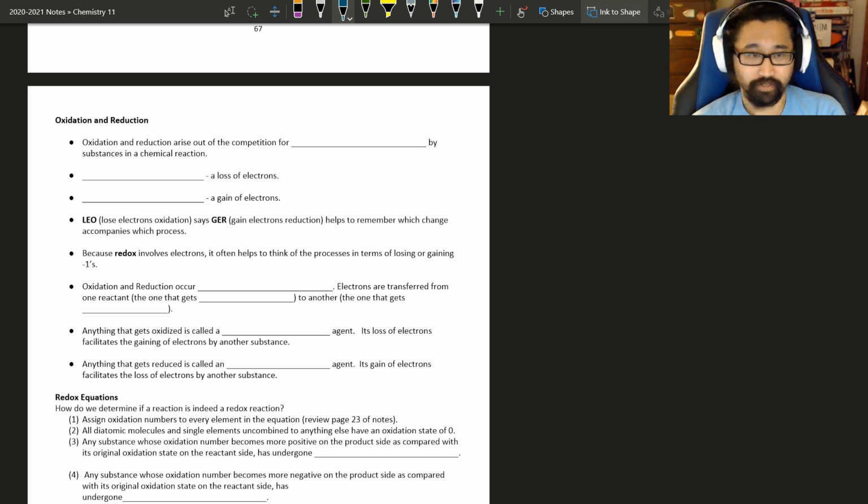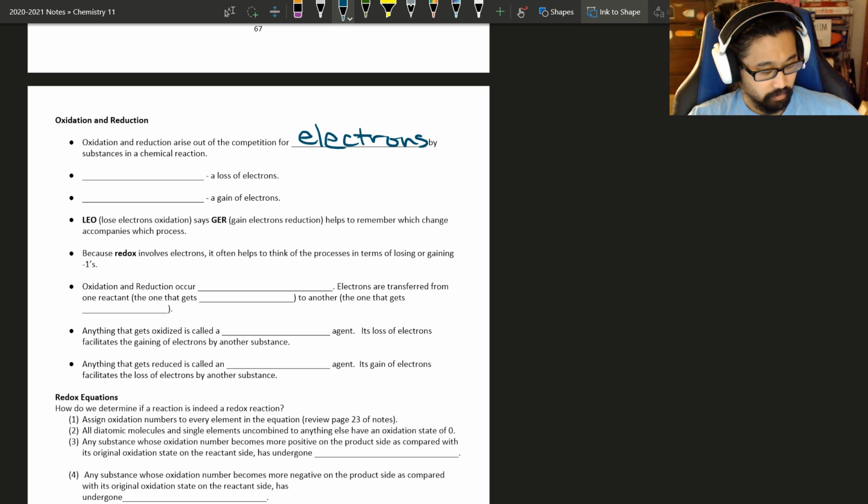So oxidation and reduction are very specific chemical reactions. They arise out of the competition for electrons, right? Different elements actually want to either keep or lose their electrons more or less than other elements. So the different substances in a chemical reaction, whether that's compounds, elements, or a combination of both, will compete over who gets to keep electrons and who does not.